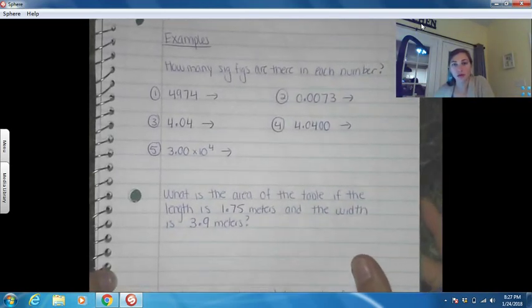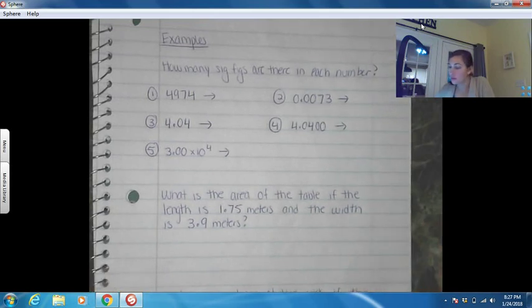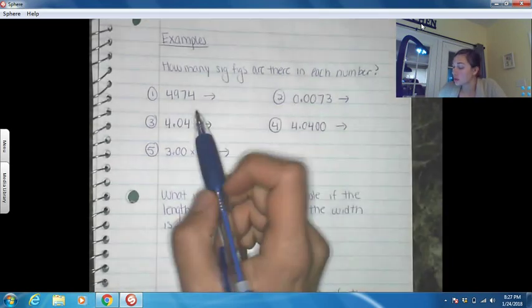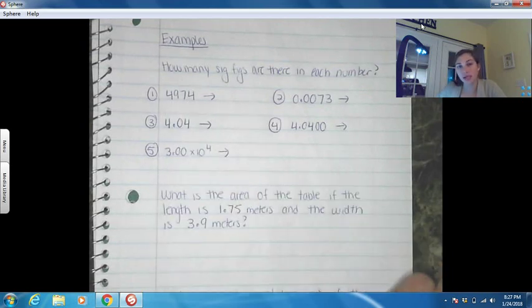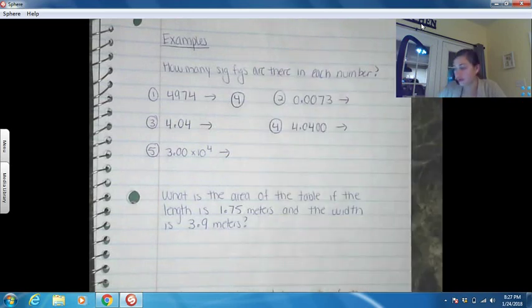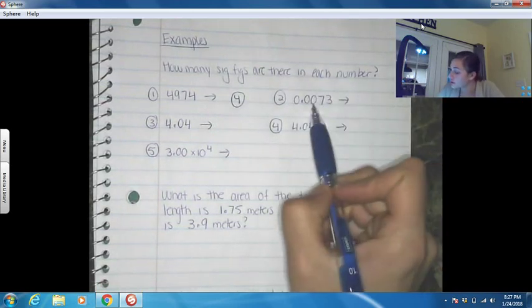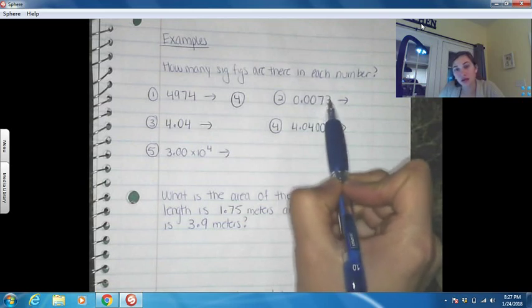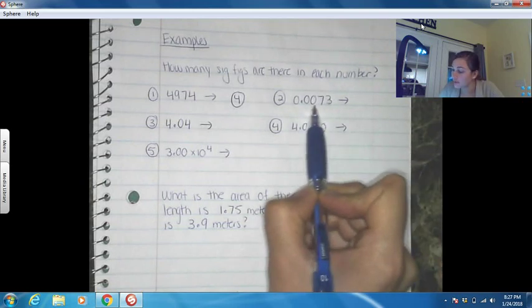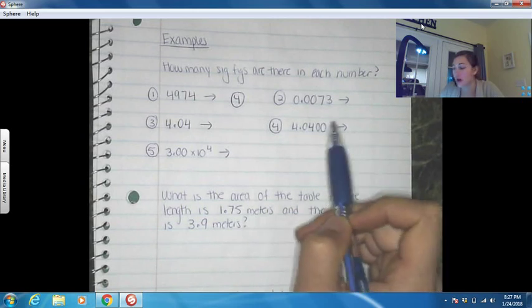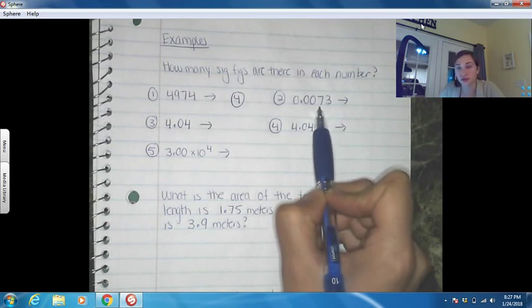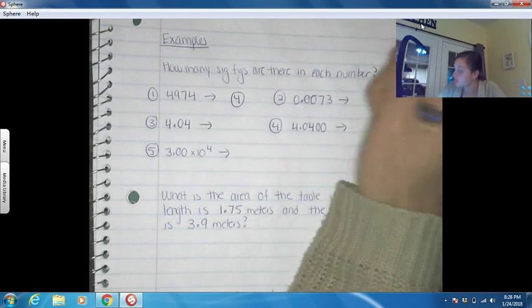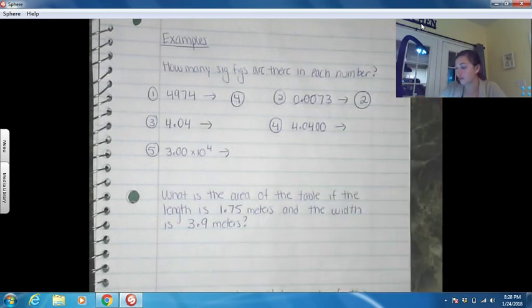Okay, so let's look at some of these examples. What we want to do is figure out how many sig figs there are in each number. So we have 4974. These are all non-zero numbers, so they always count. So we have 4 significant figures here. Number 2. We know that the 7 and 3 are going to count because they're non-zero numbers. So we have to go back to our rules to figure out if these zeros count. These are all leading zeros. They come before our first non-zero number, so none of these count. So here, we only have 2 significant figures.